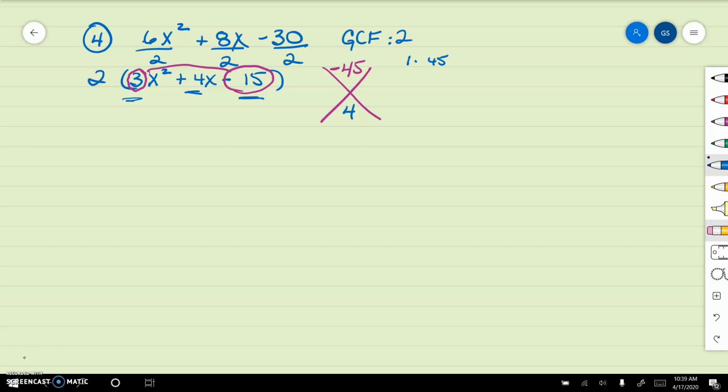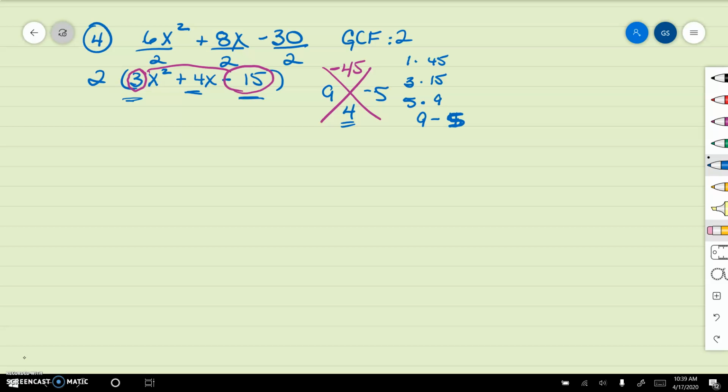1 times 45. 2 doesn't go in. 3 times 15. 4 doesn't go in. 5 times 9. Oh, 5 times 9 is 45. We need a negative, so it's 9 minus 5. I'm sorry, that's a 5. 9 minus 5 equals the 4. So it's going to be a 9 and a negative 5. Okay?